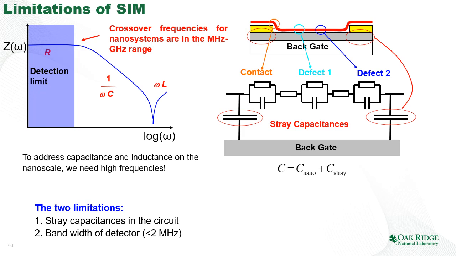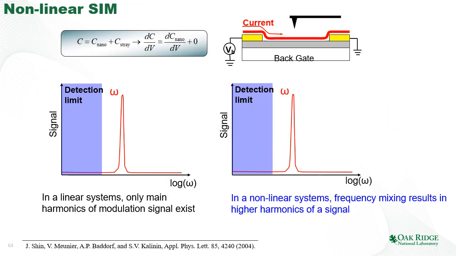So for the measurements, this is a perfectly linear element, because we never can get to sufficiently high frequencies at which the capacitive properties of the defect become important. Of course, there are other limits, for example, our detector bandwidth is generally limited to something like 2 to 10 megahertz, but practically it's the stray capacitance that matters. So what do we do about it?